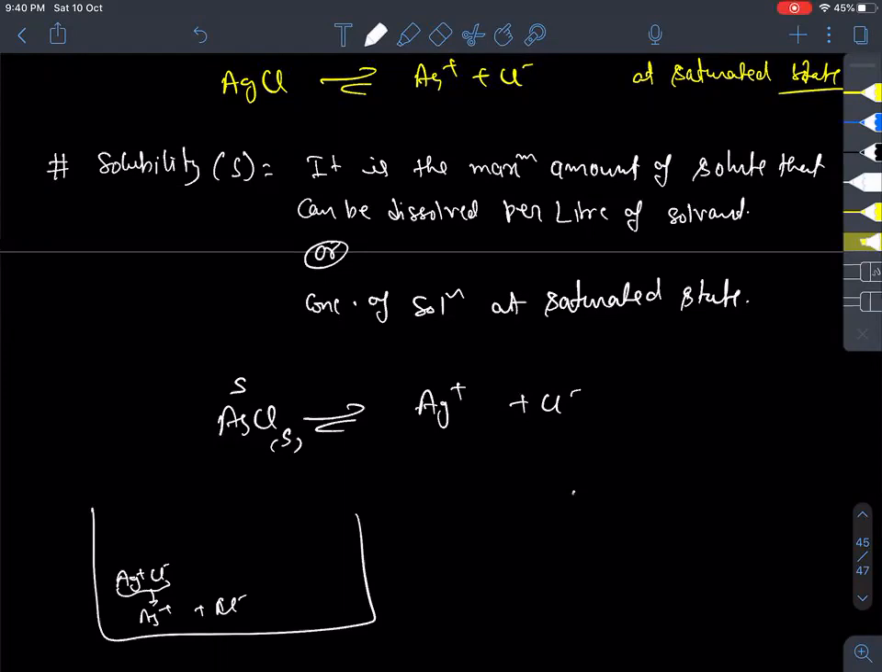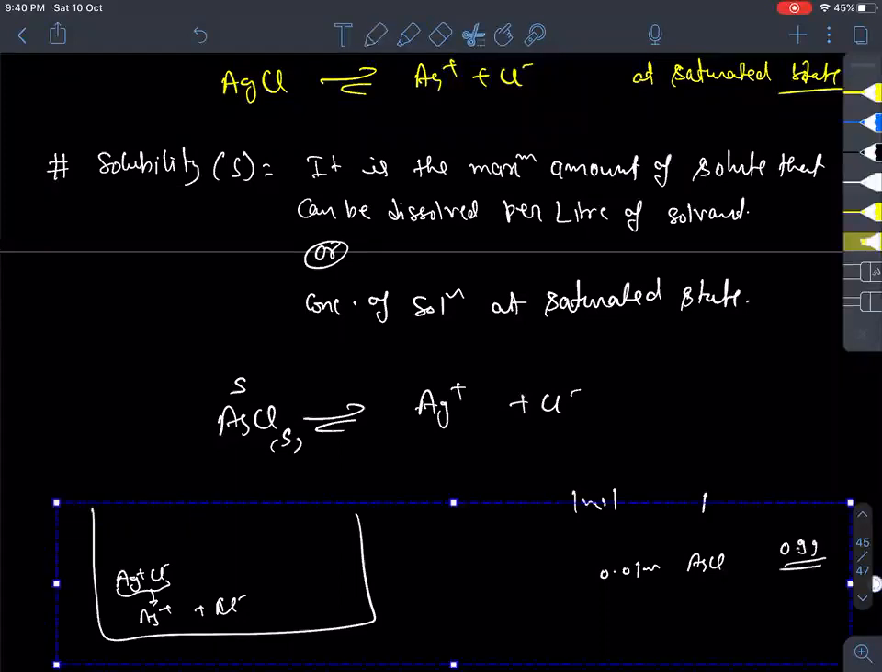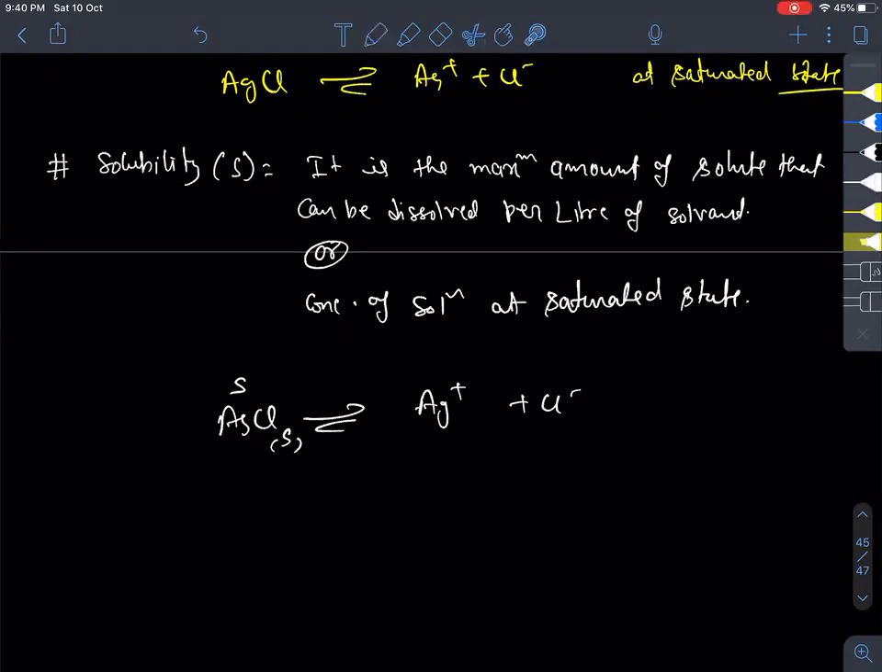Suppose 1 mole of AgCl is dissolved in, say, 100 liter of water, for example. Then a few of the moles, I mean 0.01 mole, may be present in the form of AgCl, and the remaining 0.99 mole may be dissolved in the form of Ag+ and Cl-. So I am not considering the undissociated ionic pair. I am directly saying whatever we have dissolved, every bit of it is broken into ions.